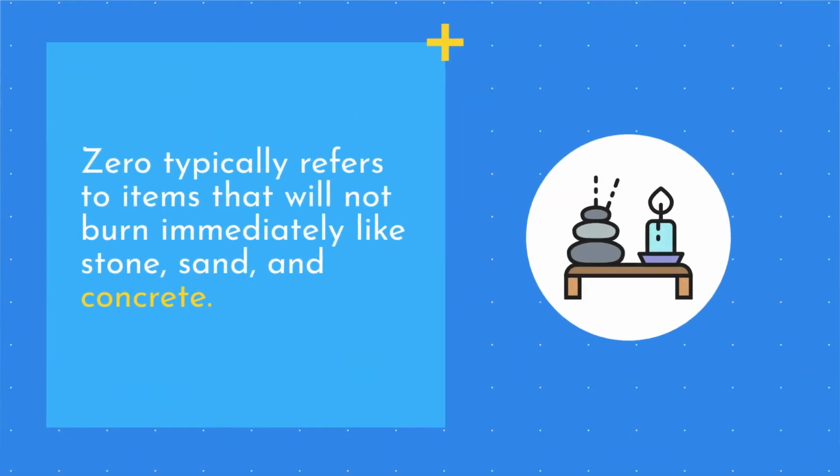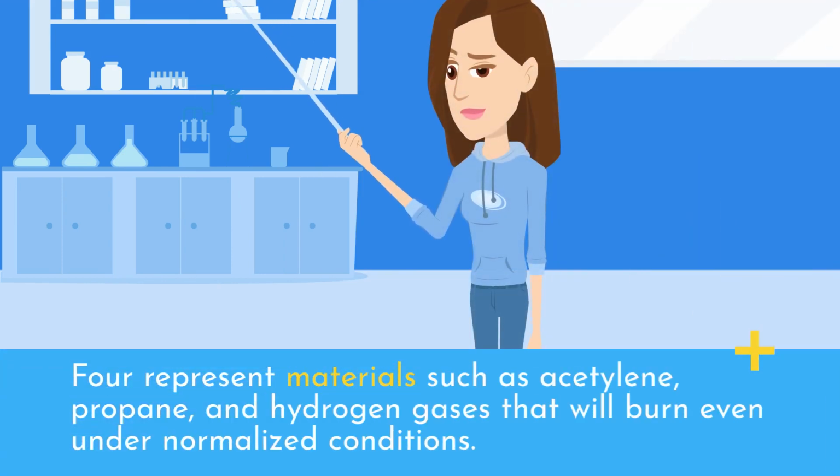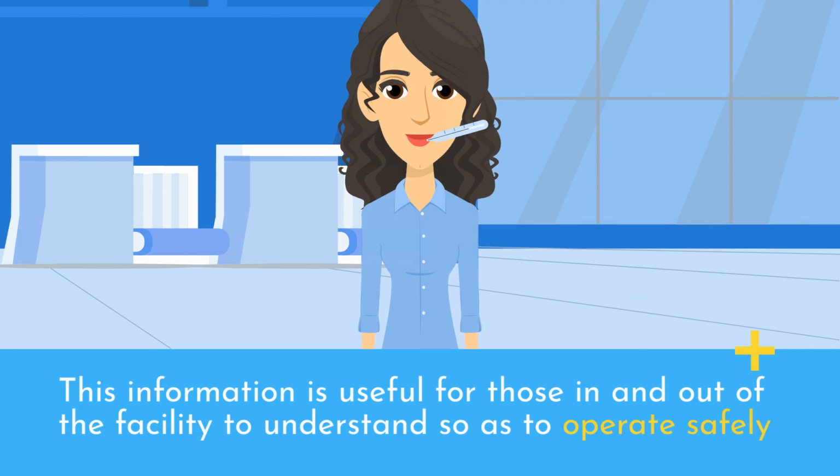0 typically refers to items that will not burn immediately, like stone, sand, and concrete. 4 represent materials such as acetylene, propane, and hydrogen gases that will burn even under normalized conditions. This information is useful for those in and out of the facility to understand so as to operate safely.